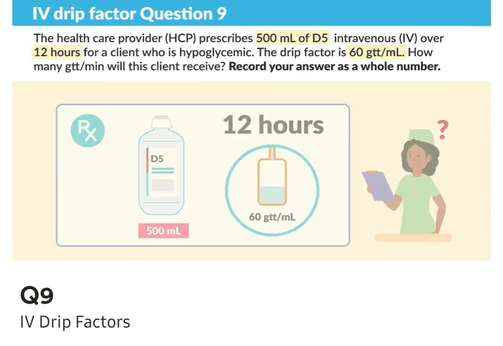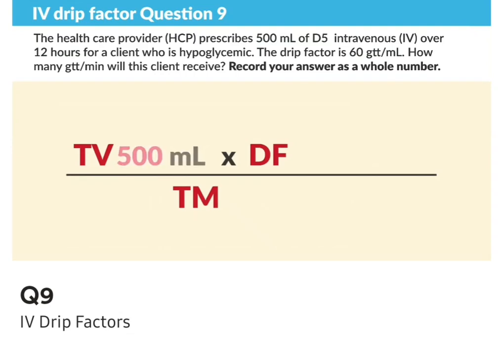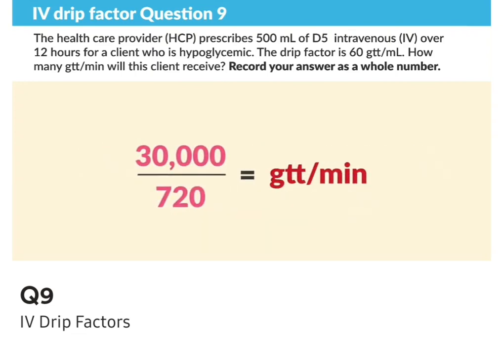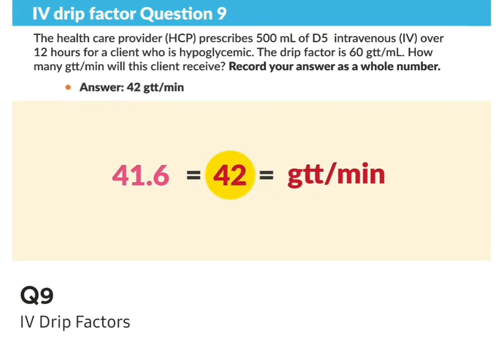So let's set up our equation. TV makes you DEF over time. So our total volume here is 500. The drips are 60. And here's where the part gets tricky. The question just told you it's not 60 minutes anymore. It's 12 hours. So we use the 60 minutes times the 12 there, and we simply multiply across. So once we do the multiplication, we have 30,000 over 720. And we get the number 41.6. So obviously we have to round up. So our correct answer here is 42 drips per minute.